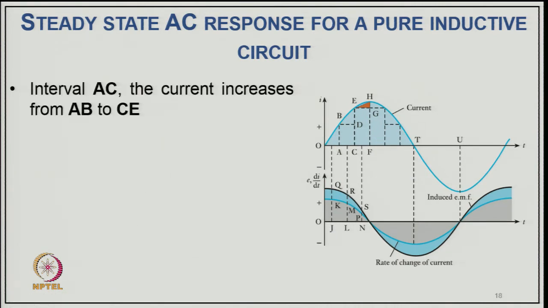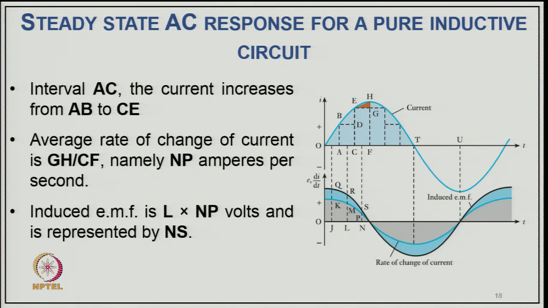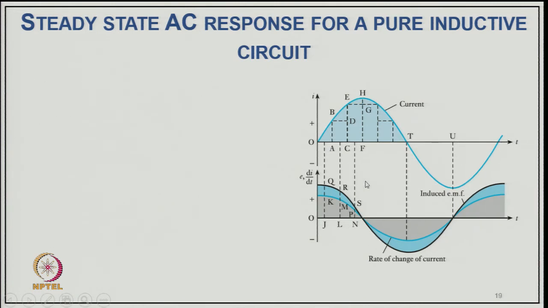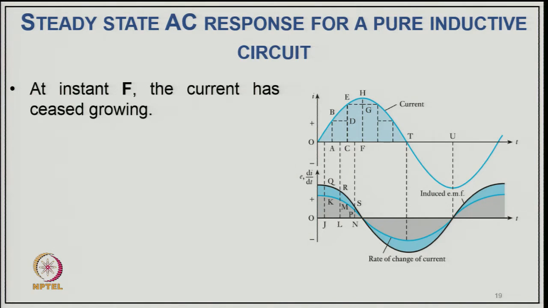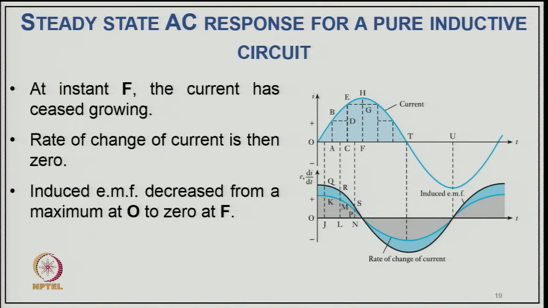Well, in the interval AC, virtually the current increases from AB to CA, and the average rate of change of current is GH upon CF from here to here, namely NP ampere per second, and the induced EMF is L into NP volts and represented typically by NS for the third interval. So, at instant F, the current has again ceased to grow, and the rate of change of the current is then 0 at the point here, and the induced EMF also decreases from the maximum at point O to typically a value of 0 at point F here.